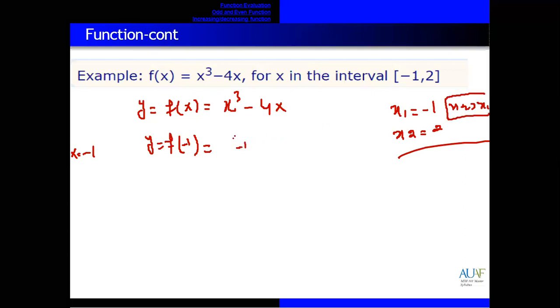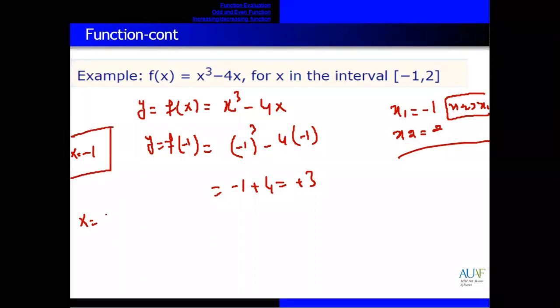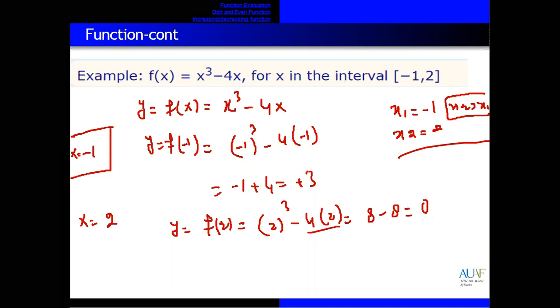So we have minus 1 cube minus 4 multiplied with minus 1. Minus 1 cube equal to minus 1. Minus into minus equal to plus, 4 ones are 4, so equal to plus 3. This one is for x is equal to minus 1. If we give x is equal to 2, so y is equal to f of 2, and we have 2 cube minus 4 multiplied with 2. 2 cube is 8 minus 4 multiplied with 2, which is 8, equal to 0. Now y1 is plus 3, y2 is 0.